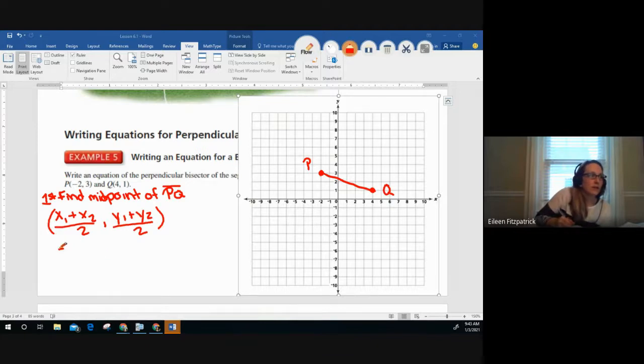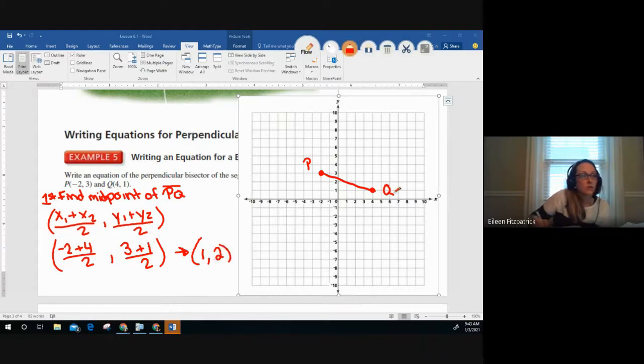So it's going to be negative 2, that's x1, plus 4 divided by 2. And then we have 3 plus 1 divided by 2. Okay, that'll be the new coordinate of the midpoint. So when I do the math, negative 2 plus 4, that's 2. 2 divided by 2, that's a 1. And then 3 plus 1, that's a 4, divided by 2 is a 2. So the midpoint should be located at 1, 2, which looks right? If that's the midpoint, then that means that's congruent to that. So that's the first step, is to find the midpoint.